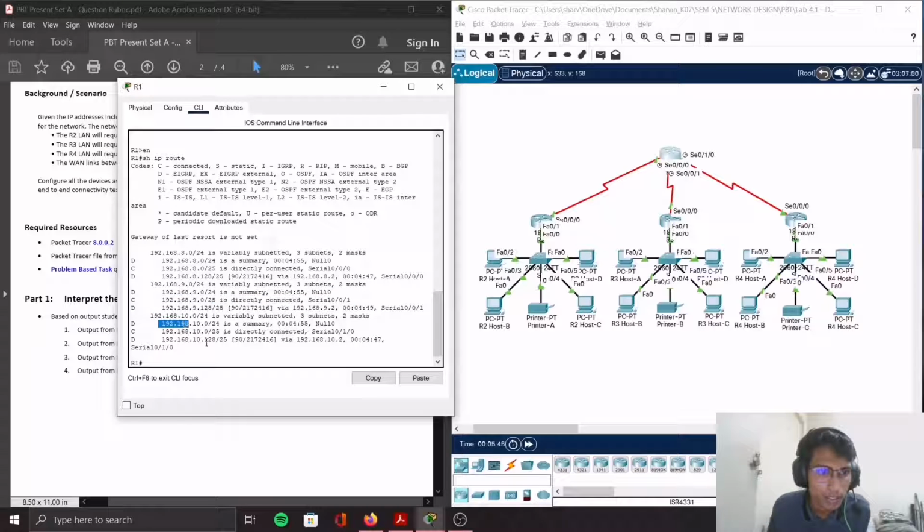After that, you can see the 192.168.10.0 network, which is a summary, and 192.168.10.128, which is the R4 LAN network connected to the IP route of R1. And this is the network.